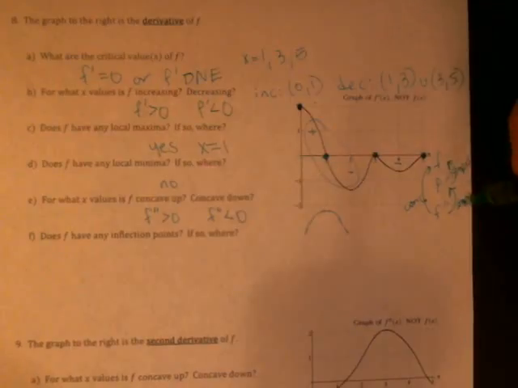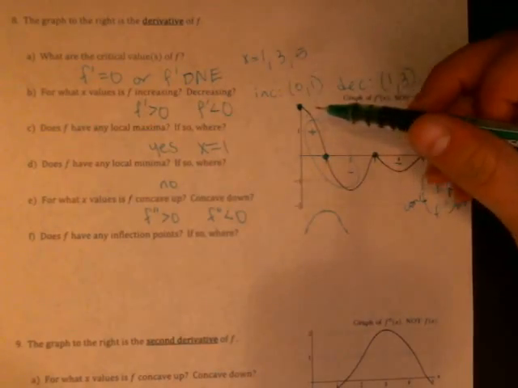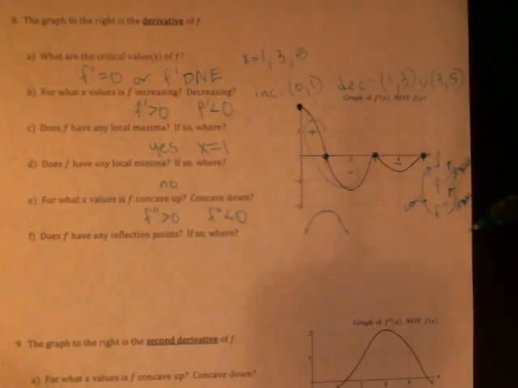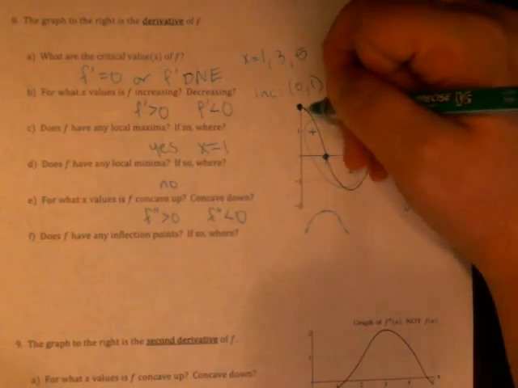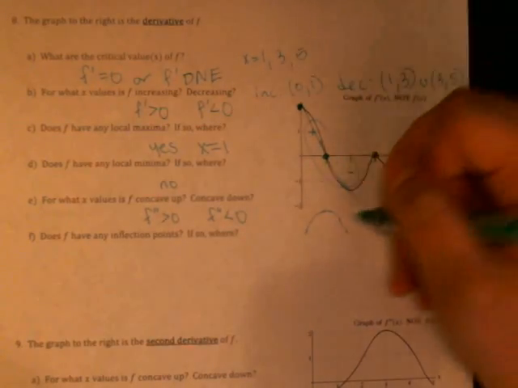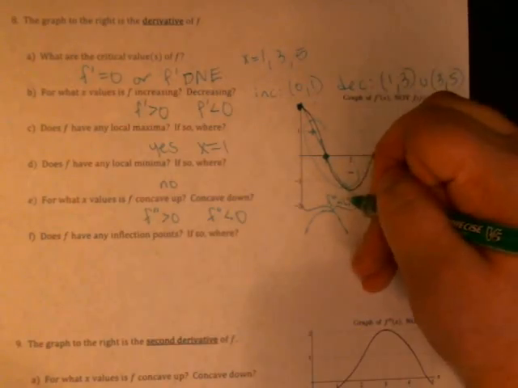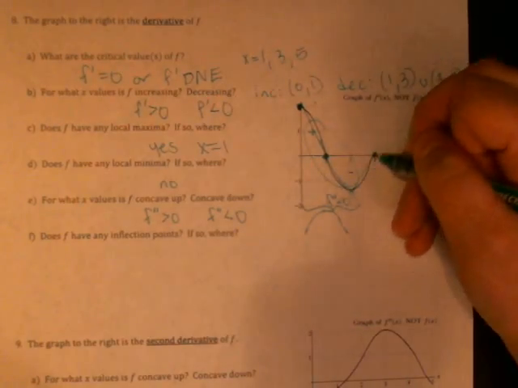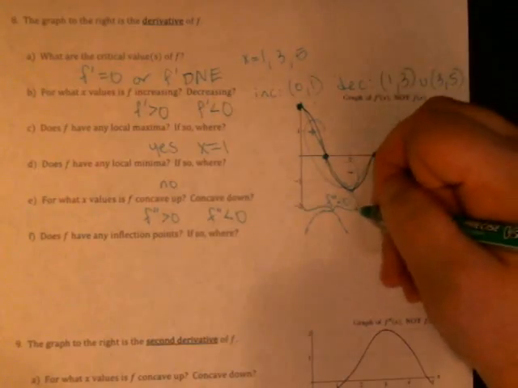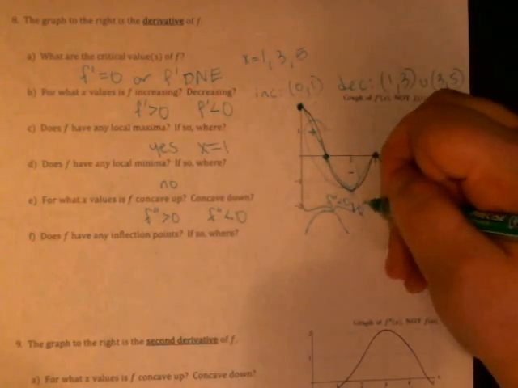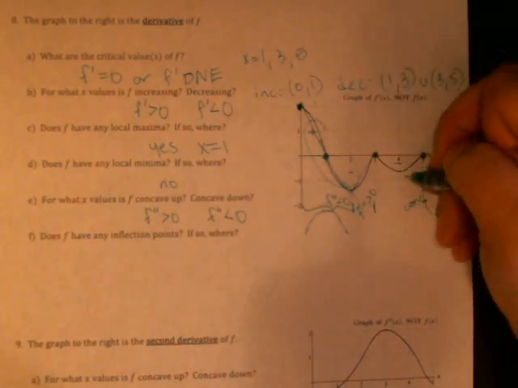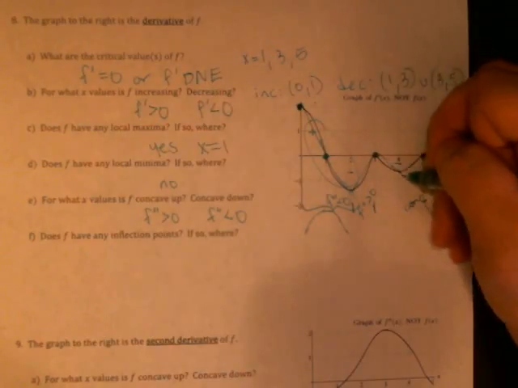So what I want to look at here are the slopes of f prime. The slopes of f prime tell me about the y values of f double prime. So here is all negative slope. So this is f double prime is negative. Here is positive. So from here to here, f double prime is positive. And then slopes are negative.